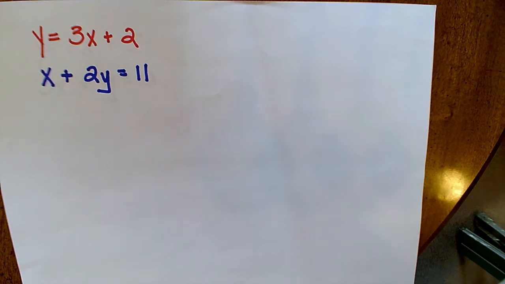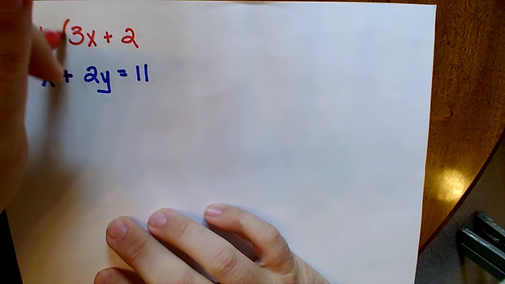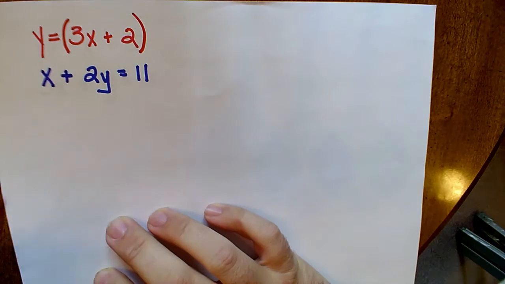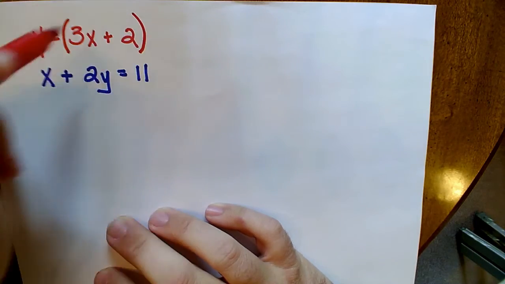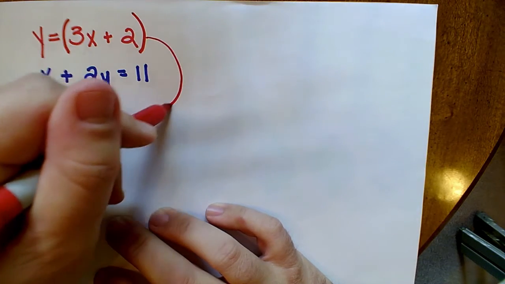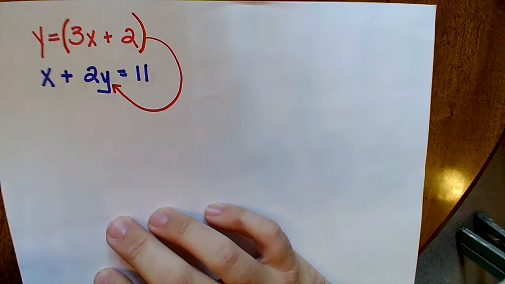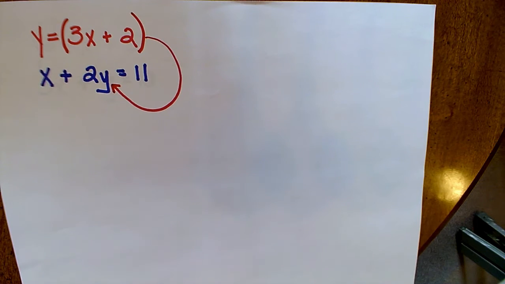So today we're going to be taking a look at the substitution method. The first thing I want to look at here is this y equals 3x plus 2. I'm going to ask you, what does y equal? Y equals 3x plus 2. So what I'm going to do is take that 3x plus 2, and every place I have a y, I'm going to plug it in for that number right there.